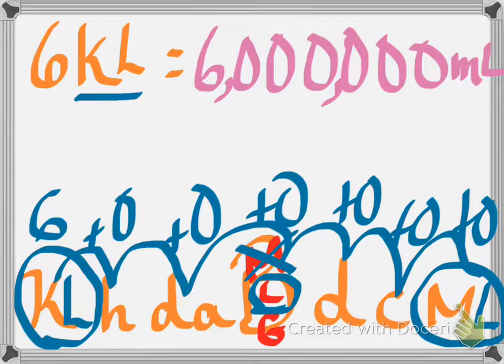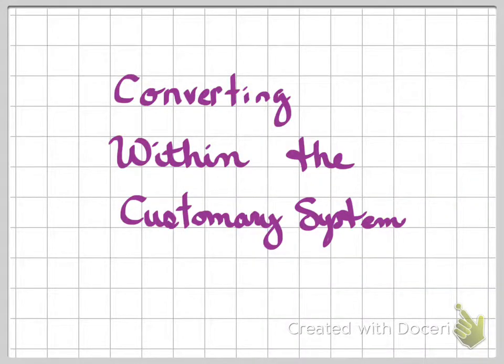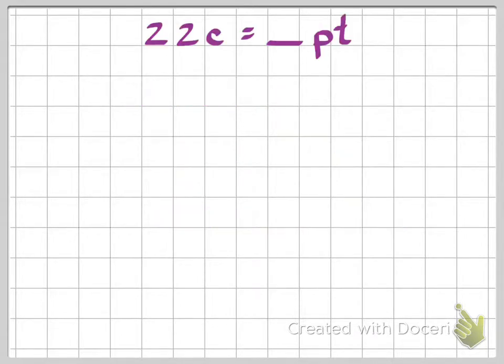Thanks! Okay, and we're going to have a quick little tutorial about converting within the customary system, with the T in the word customary reminding us that we need to actually create a T-chart. And our first practice problem is 22 cups equals how many pints? Now, if you remember how to do this with no problem, I want you to go ahead and pause me and come on back and check your work.